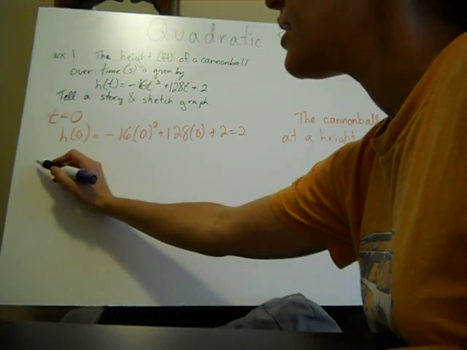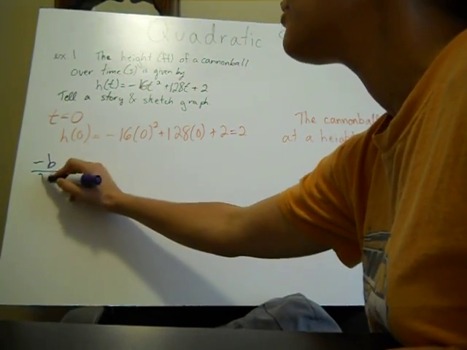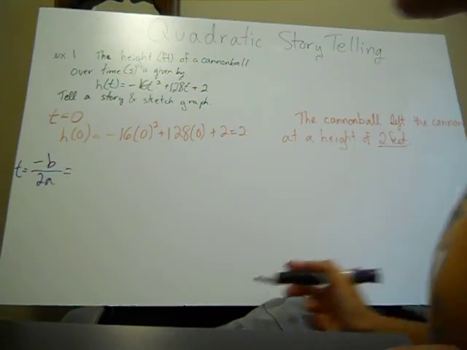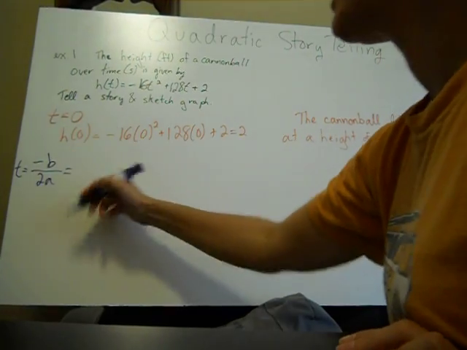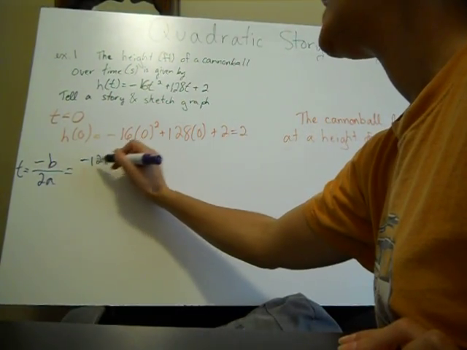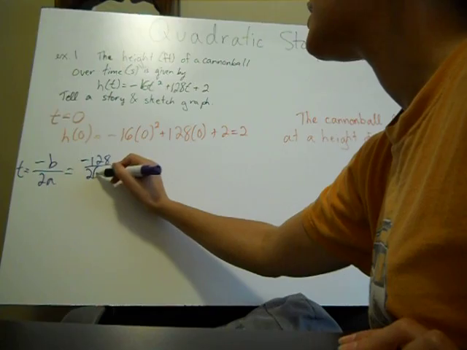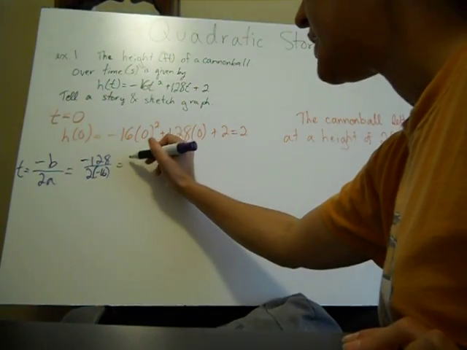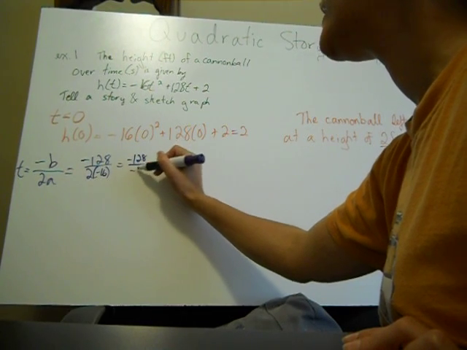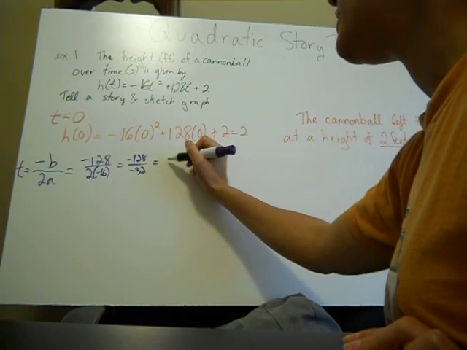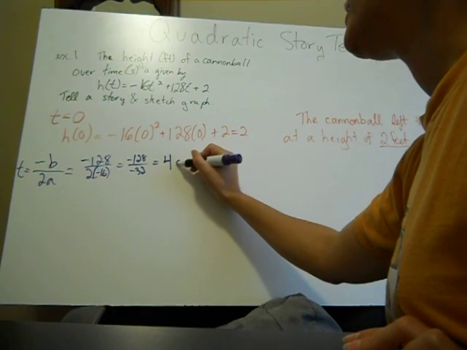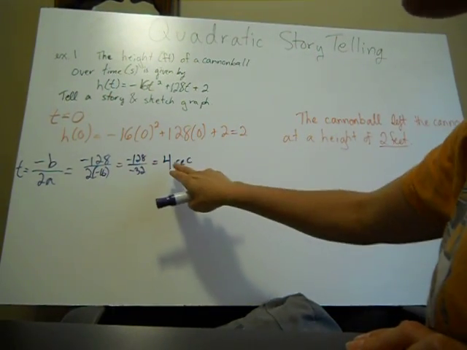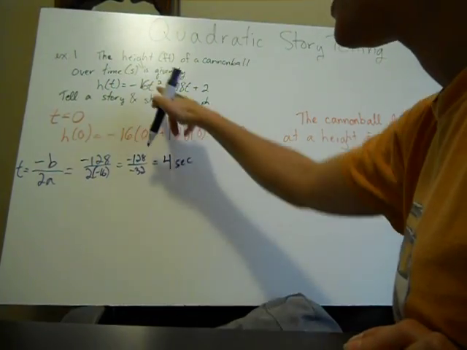And you learned how to do that already. So negative b over 2a, that's going to give you the time that the cannonball reaches the max height. Negative b over 2a, that's negative 128 over 2 times negative 16, which gives you a value, let's see, negative 128 divided by negative 32, which is 4. So after 4 seconds, it's going to reach the maximum height. Well, how do we find out what that is? Just like before, we plug in 4 for t.